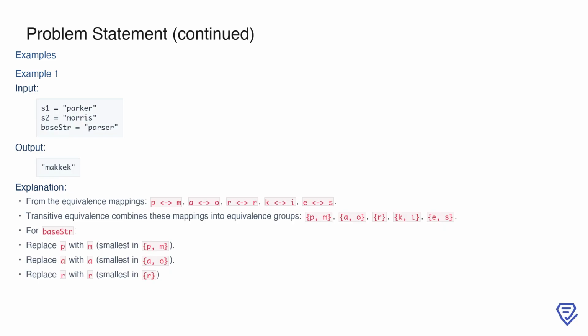For instance, P is replaced by M, the smallest in {P, M}, while A remains A as it's the smallest in {A, O}. Similarly, R stays as R. This process continues for all characters in baseStr.